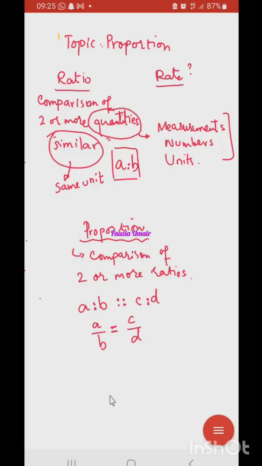Is the difference between ratio and proportion clear? Any question up till now? No, ma'am. Okay. So in short, ratio is the comparison of two or more quantities, and proportion is the comparison of two or more ratios.